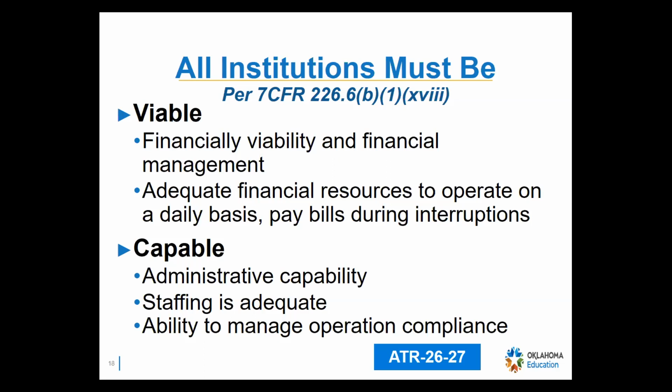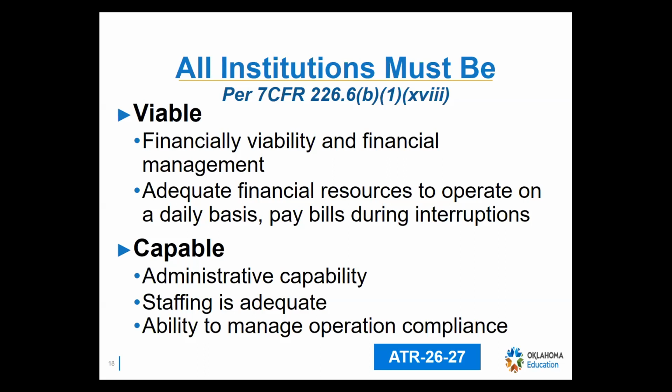When we ask for this document, the VCA is asking, how are you financially viable? What is your cash flow? How do you receive money? What is your operations like? We also ask about if you're capable. What's your administrative capability? Who is staffed? What are their roles? We have to have an organizational chart. These are some things that I'm thinking of.